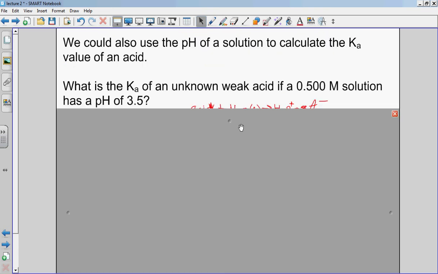We can also go the other way with this. So if we know the pH of a solution, we can use that to calculate the Ka value of an acid. So a question we could have is, what's the Ka of an unknown weak acid if a 0.5 molar solution has a pH of 3.5? So if you guys want to work through that, feel free to pause the video and have at it.